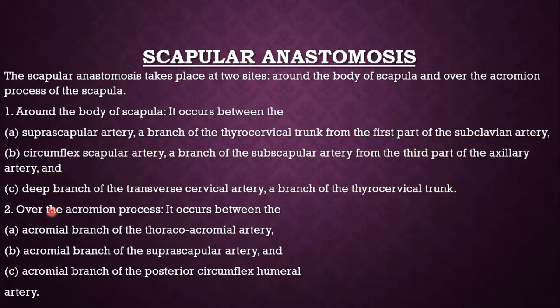Now, the arteries involved in the scapular anastomosis over the acromion process are the acromial branch of the thoracoacromial artery from the second part of the axillary artery. We also have the acromial branch of the suprascapular artery. The suprascapular artery is a branch from the thyrocervical trunk from the first part of the subclavian artery. We also have the acromial branch of the posterior circumflex humeral artery. The posterior circumflex humeral artery is a branch from the third part of the axillary artery.